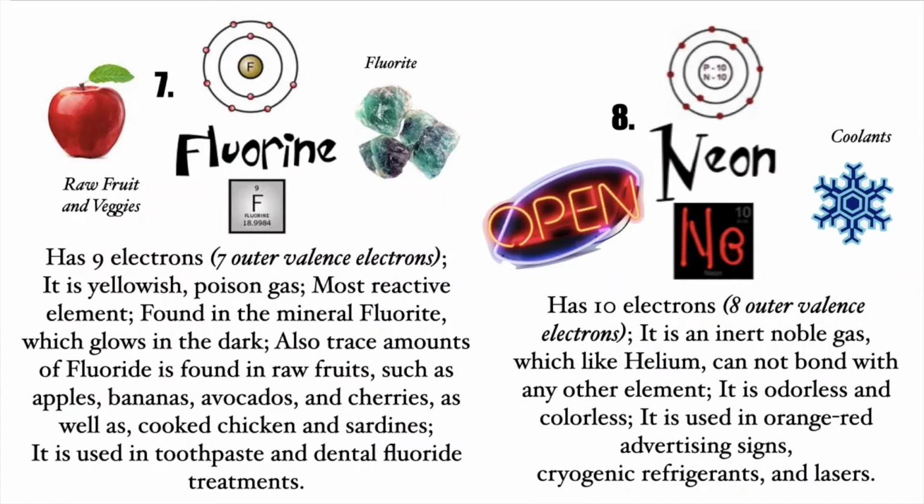Now we have neon, which has 10 electrons, 8 on the outer shell. So just like helium, it is inert. It does not, and it cannot bond with anything else, so it cannot be found as a compound. It is an odorless, colorless gas and can be used in neon signs or advertising signs, giving a reddish-orange color. It can also be used as a coolant in cryogenic refrigerants and lasers. We talked about the neon helium laser.